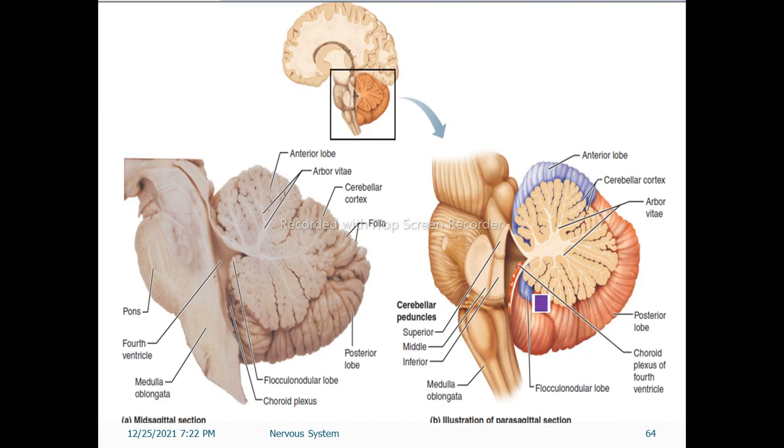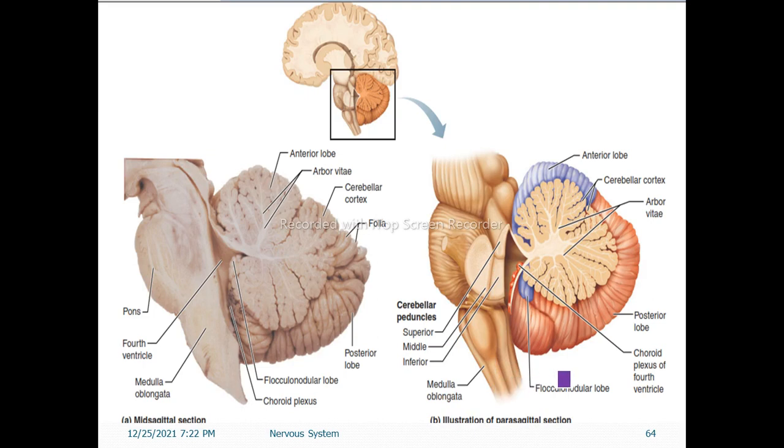The choroid plexus of the fourth ventricle is found in this area. This is the fourth ventricle. These are the cerebellar peduncles. This is the superior cerebellar peduncle. This is middle. This is inferior. These are cut sections which connect the cerebellum to the midbrain, and they connect just like this.